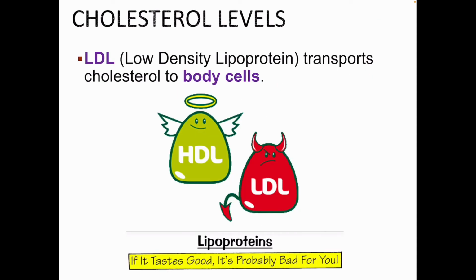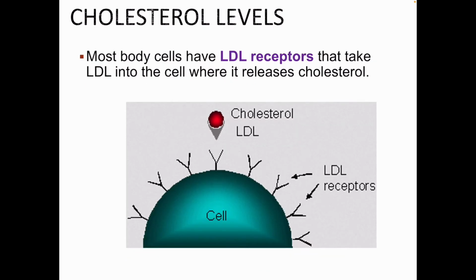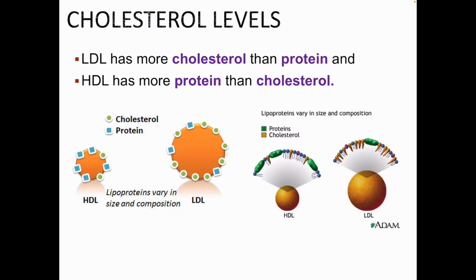Low-density lipoprotein transports cholesterol to the body cells. Low-density lipoprotein is sometimes referred to as the bad cholesterol. Most body cells have got LDL receptors on their cell membrane that take LDL into the cell. The LDL then releases the cholesterol. LDL has more cholesterol than protein in its structure. HDL has more protein than cholesterol.